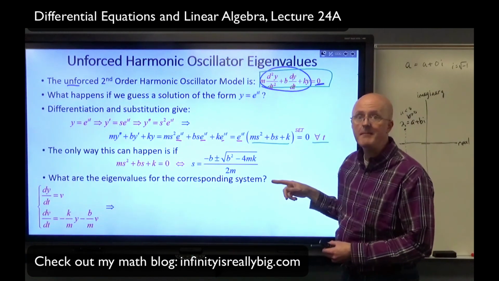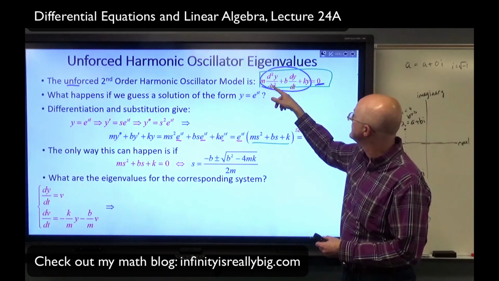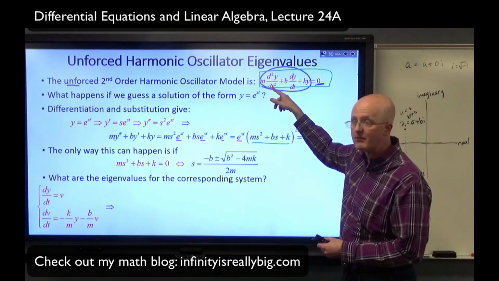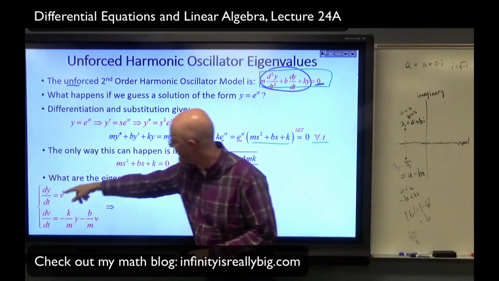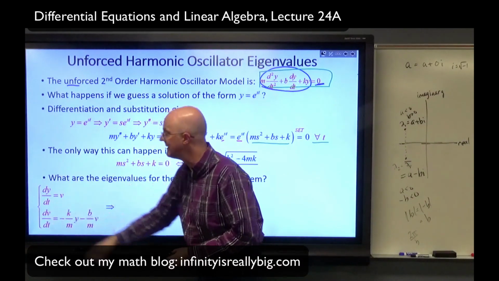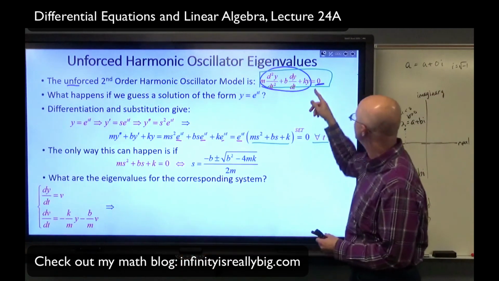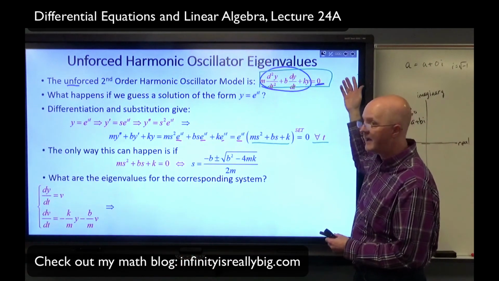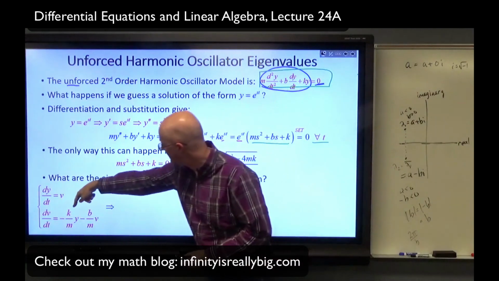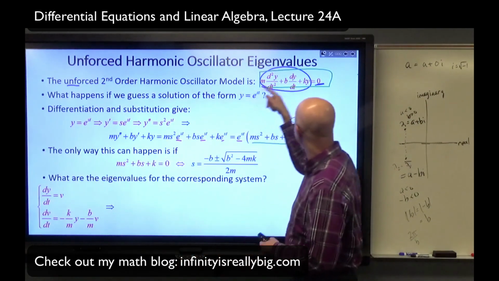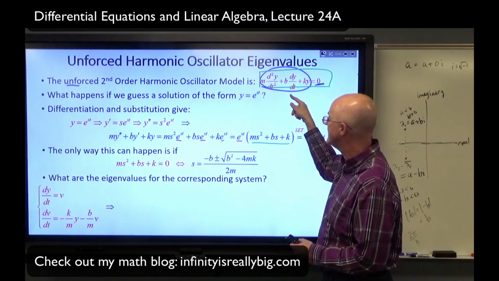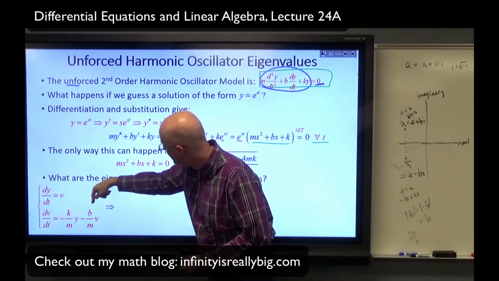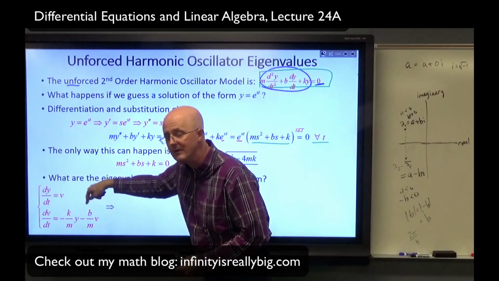Divide everything by m, and then solve for the second derivative of y with respect to t, which is the same as the first derivative of v with respect to t. You'd get a negative k over m times y on the right side, giving you this term. And you'd also get a negative b over m times v on the right side, giving you this term.